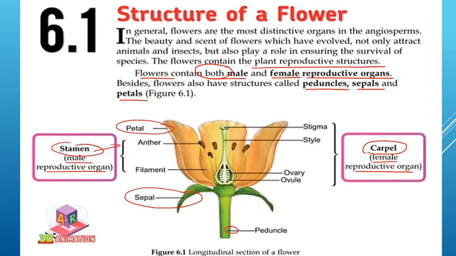Stamen consists of the anther, this one, and the filament. This is the filament. And for the carpel, we have the stigma here. This one is the style, and then the ovary. This is the ovary, and inside the ovary we have the ovule. So these are the structures in flowers.